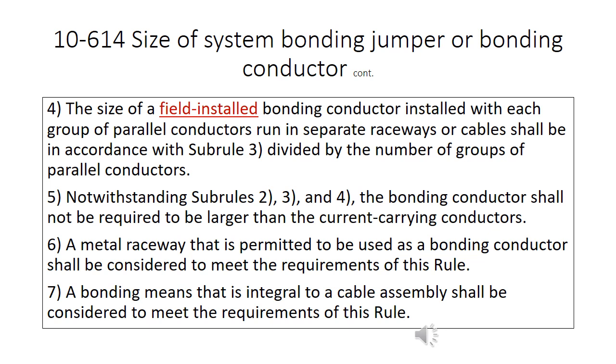Subrule 5. Notwithstanding Subrules 2, 3, and 4, the bonding conductor shall not be required to be larger than the current carrying conductors. Subrule 6. A metal raceway that is permitted to be used as a bonding conductor shall be considered to meet the requirements of this rule. And Subrule 7. A bonding means that is integral to a cable assembly shall be considered to meet the requirements of this rule.